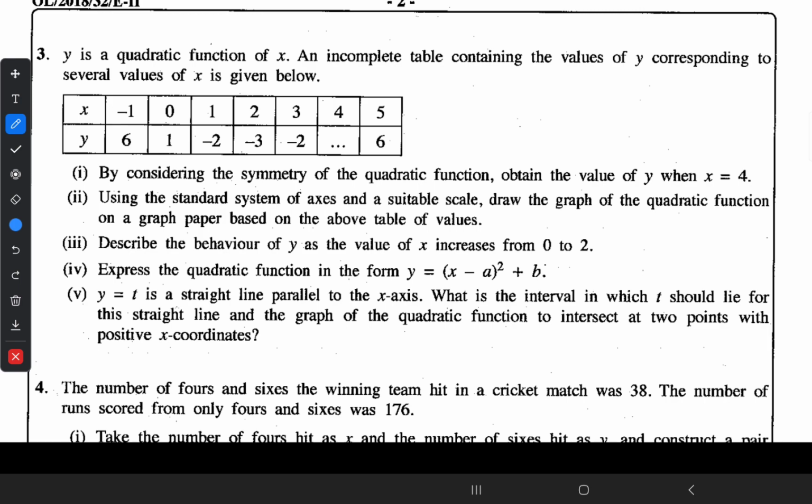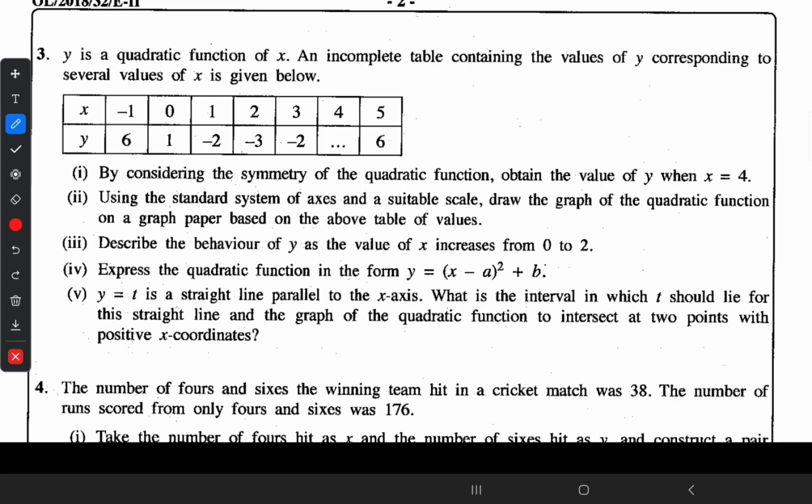Let's see first. Here y is a quadratic function of x. That means the graph equation is not given. Then an incomplete table containing values of y corresponding to several values of x is given below. Accordingly, we have x values and their corresponding y values as well. When x is -1, y is 6. When x is 0, y is 1. We have to find, when x is equal to 4, what the y value would be.